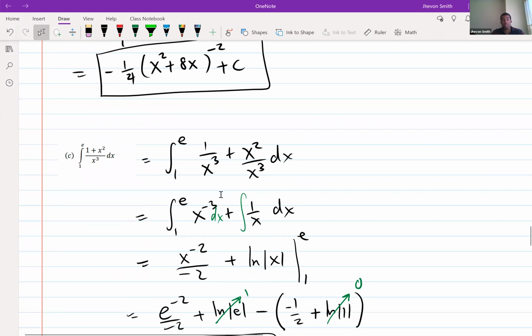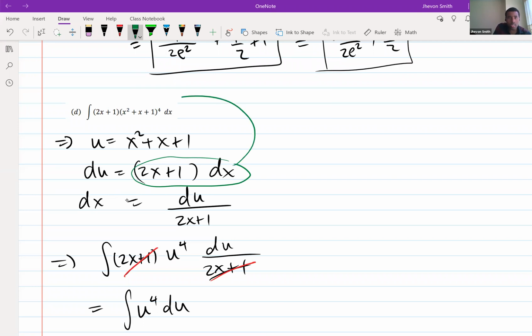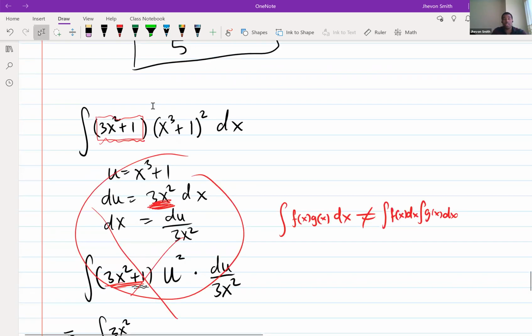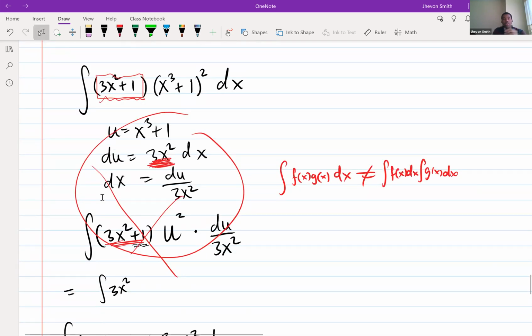Here we didn't need a substitution. Here you took the derivative and then you notice, oh, that 2x plus 1, I noticed that here. Here's that 2x plus 1 dx right there. So that's very important. You go through here, try to do a substitution, you realize the substitution isn't going to work out for you.